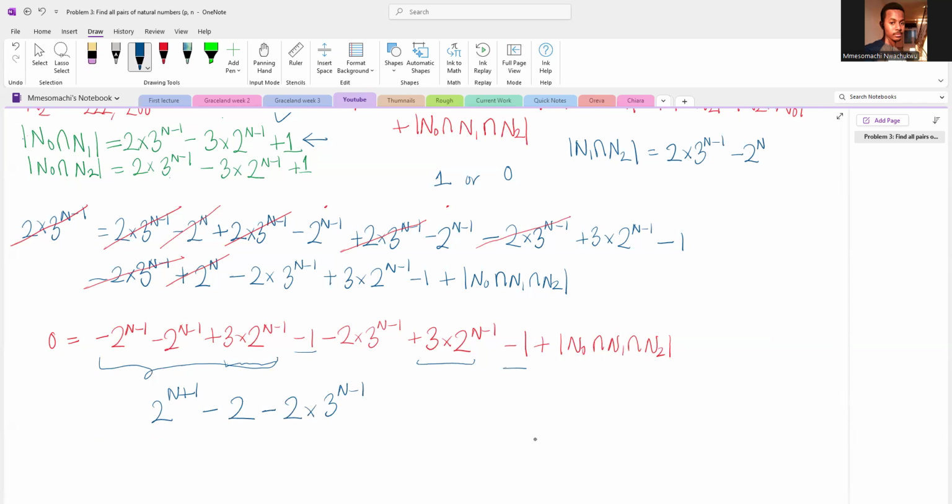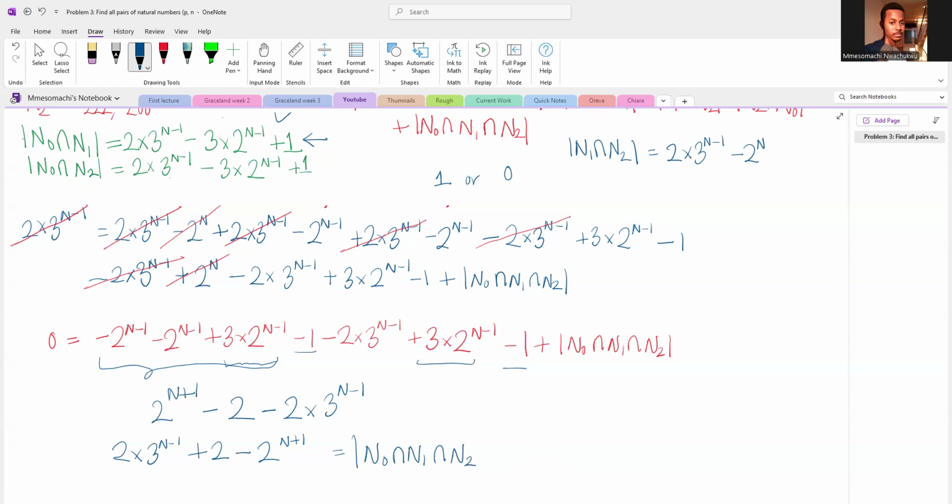Okay, because we want to take this to the other side of the equality, let me just swap it. So this is going to be 2 times 3 to the power of n minus 1, I'm just multiplying by minus 1, plus 2 minus 2 to the power of n plus 1, is equal to this set.